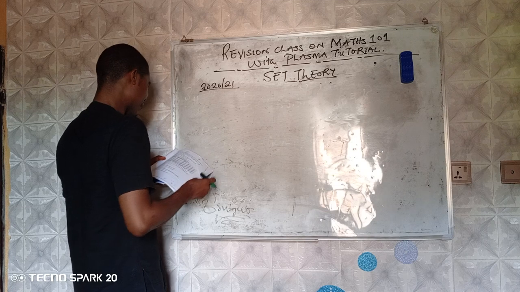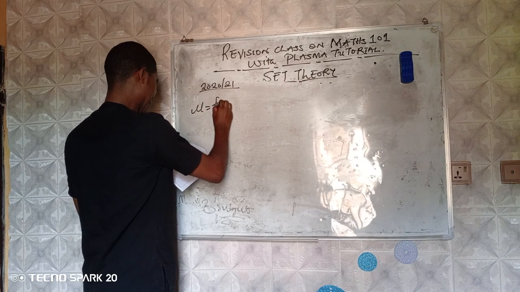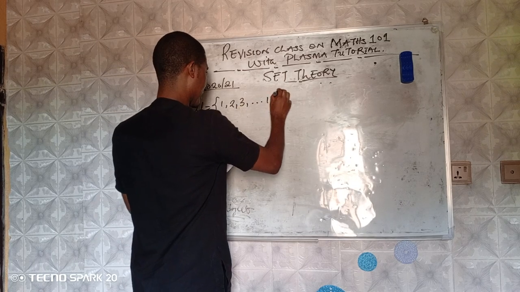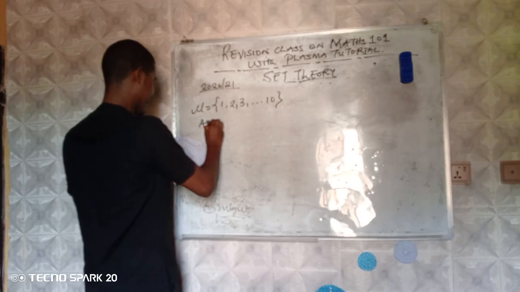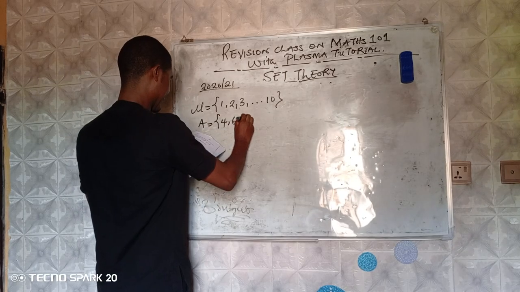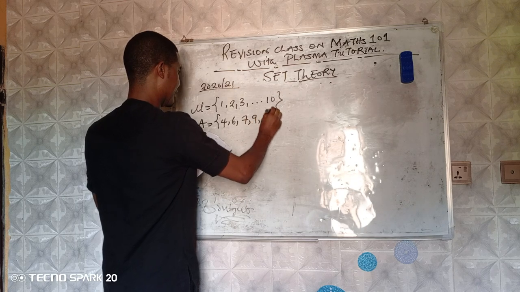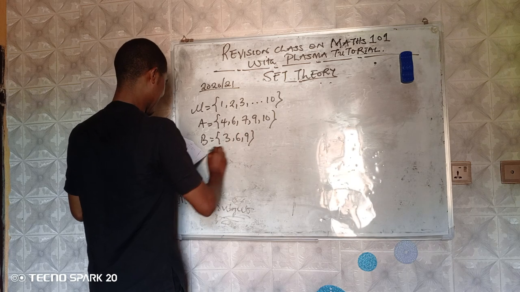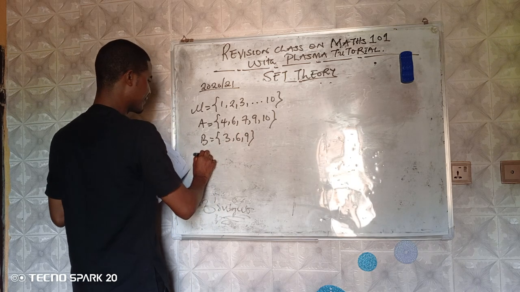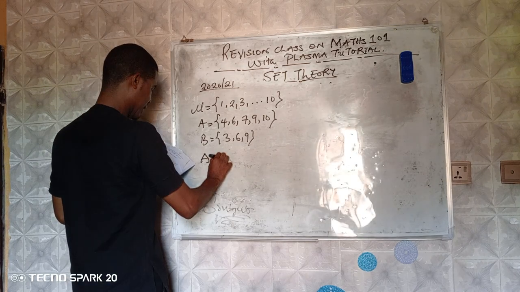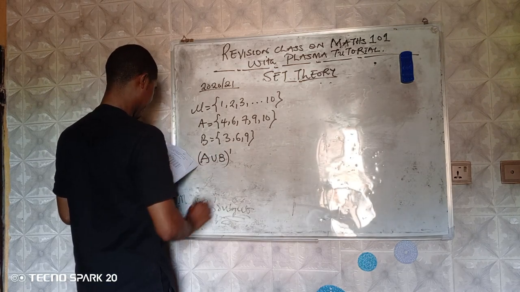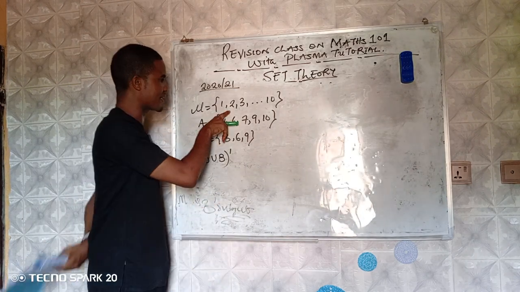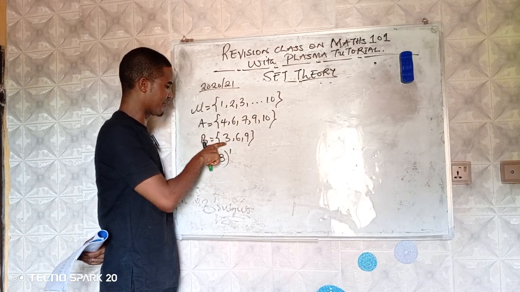It says, if the universal set U is given as 1, 2, 3, up to 10, and they gave us that A is given as 4, 6, 7, 9, 10. They gave us that B is 3, 6, 9. Now they say we should find A union B all prime. Having got this question, they gave us the universal set, set A, and set B.